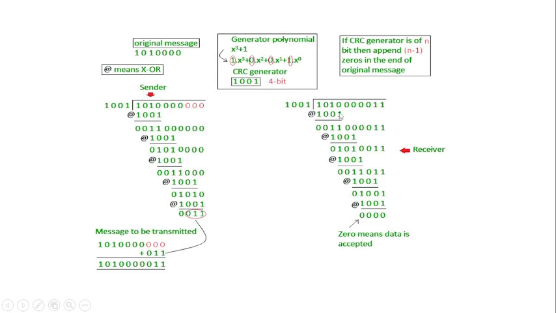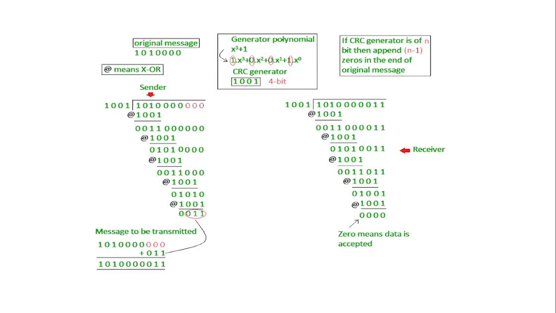Now you are going to divide the same value with the same divisor 1001, right? After dividing you will get the answer as what? Zeros. If it is 0, then the receiver is going to accept that the data is correct. If it is not 0, if a 1 comes in the output, automatically the receiver is going to find there is an error in the packet that is sent from the sender to the receiver, right?